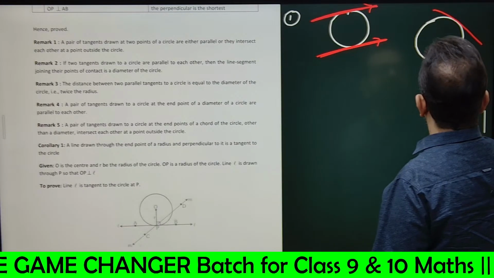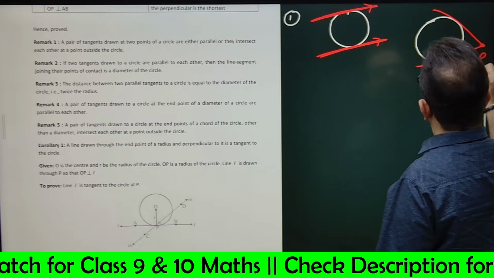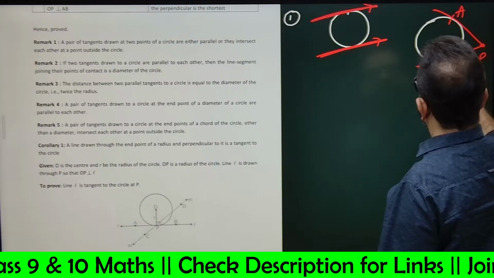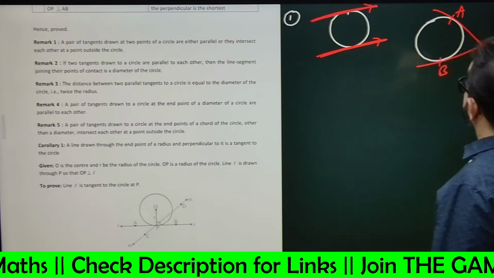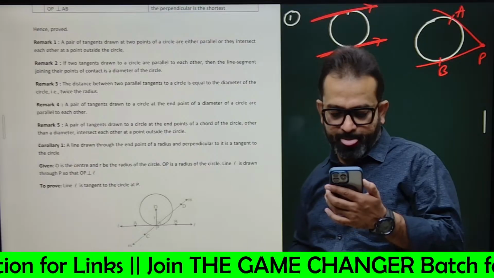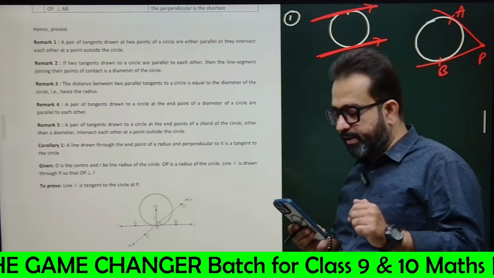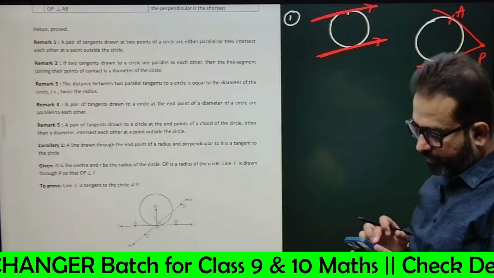If another tangent is going like this, they will intersect at a point P. These points of contact are A and B. So this tangent and this tangent will intersect. Either they'll be parallel or they'll be intersecting, yes or no? Tell me.